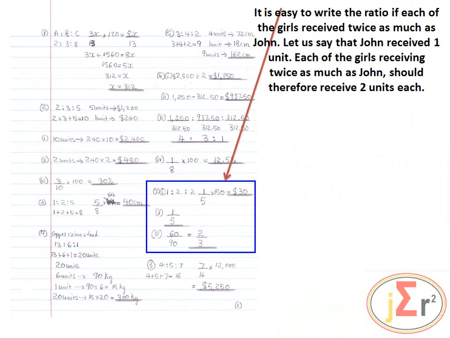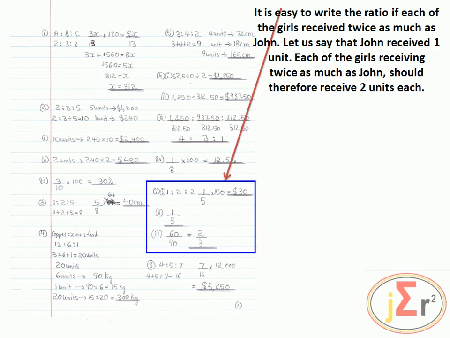Well, it is said that the other two individuals got twice as much as John. So let us go straight ahead with this one. It is easier to write the ratio if each of the girls received twice as much as John. So let us say that John received 1 unit. Each of the girls receiving twice as much as John should therefore receive 2 units each. That's very nice and easy.